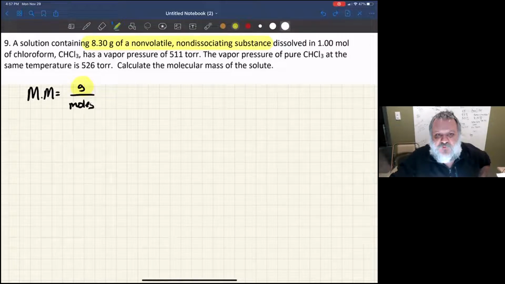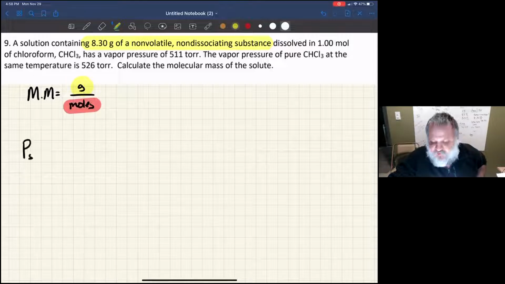Okay, non-volatile means Raoult's law works. Non-dissociating means that the Van't Hoff factor is 1, so you don't have to worry about that or take that into account. What you need to figure out is the number of moles of the solute in order to divide the two to get the molar mass.